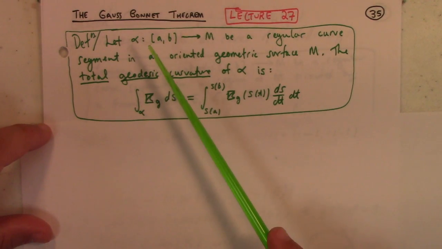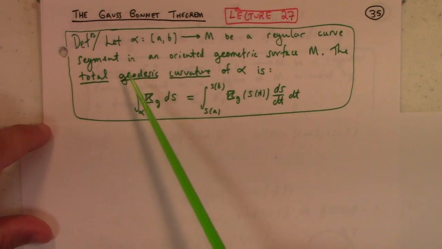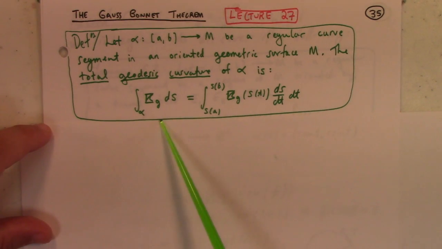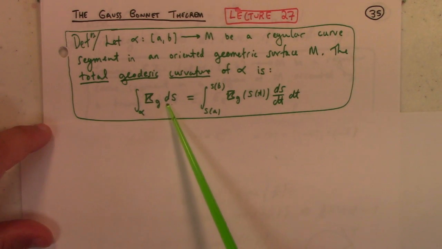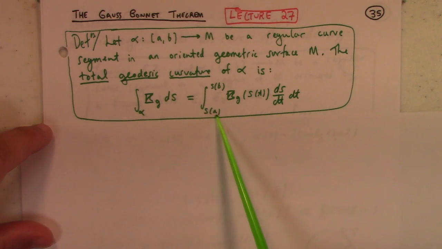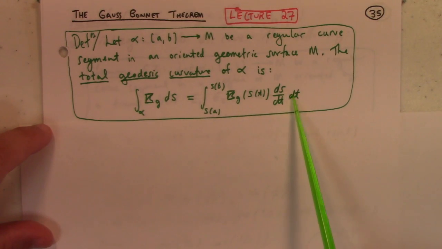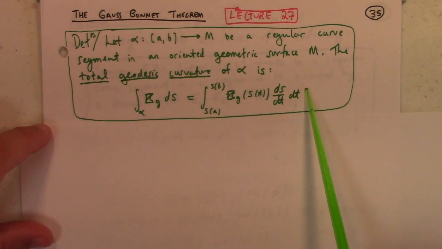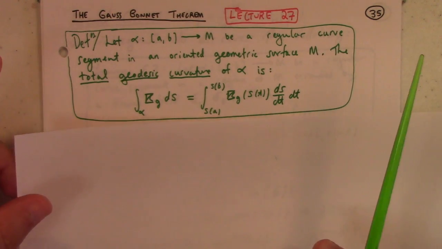Anyway, suppose you have a regular curve alpha from [a,b] to M, an oriented geometric surface M. The total geodesic curvature of alpha is, by definition, the integral over alpha of the geodesic curvature with respect to arc length. So we integrate from s(a) to s(b) the geodesic curvature, parameterized by s(t), of course, times ds/dt dt. I suppose we have not assumed an arc length parameterization here; ds/dt, the speed, doesn't have to be unity.